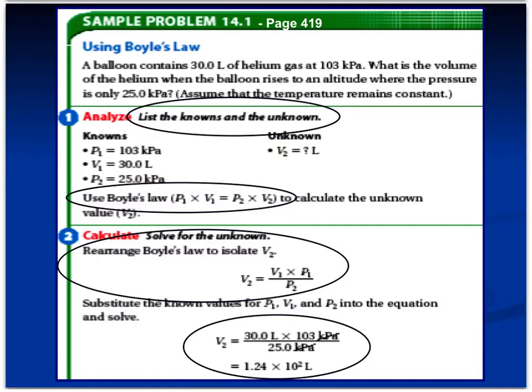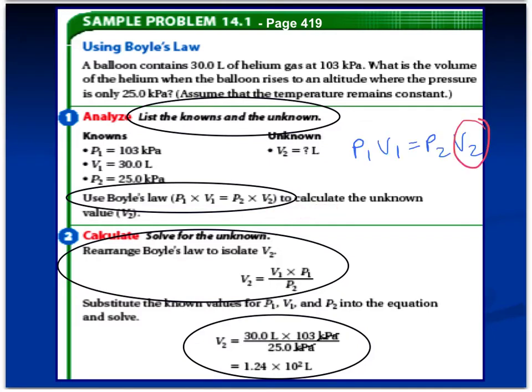It says a balloon contains 30 liters of helium gas at 103 kPa. What is the volume of helium when the balloon rises to an altitude where the pressure is only 25 kPa? And of course we're keeping the temperature constant. Here we're listing the knowns and the unknowns. P1 is 103, the volume is 30, and the new pressure that we're looking at is 25 kPa. So our unknown is V2. We're going to use Boyle's Law here.